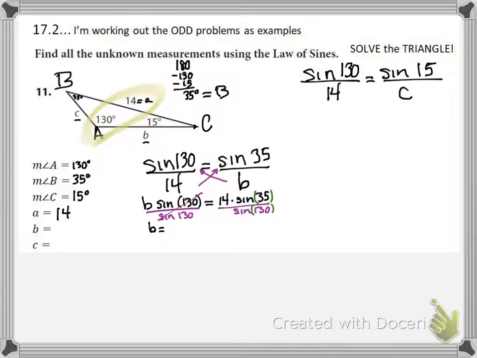Let me check what my calculator gives me for this. My calculator tells me B equals 10.48, and I know that I'm rounding to the nearest tenth. 10.4, that 8's going to push it up and call it 10.5, and that is side B.